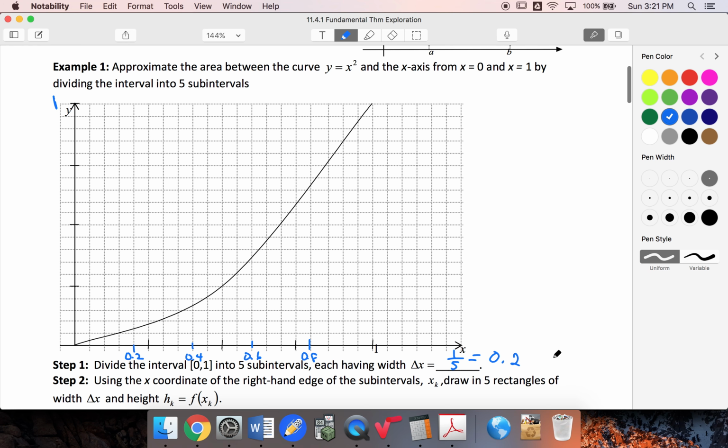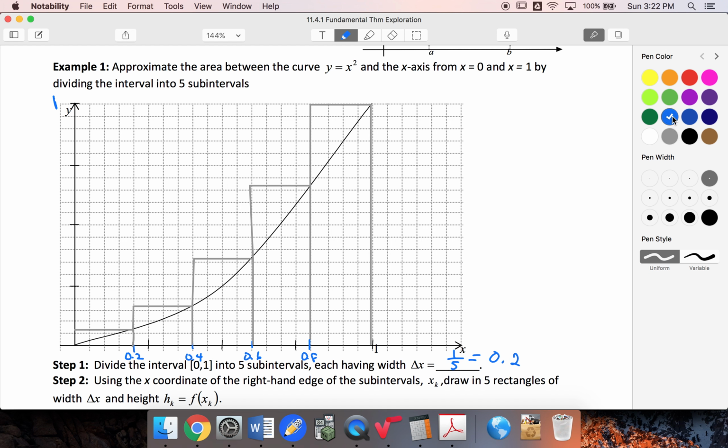And then I could make rectangles because I know how to find the area of a rectangle. So if I came in and drew rectangles using the right-hand edge of the sub-interval, then my first rectangle would be here. My second one is going to be here. My third one will be here, etc., etc. So here's my fourth rectangle, and then my fifth one is here.